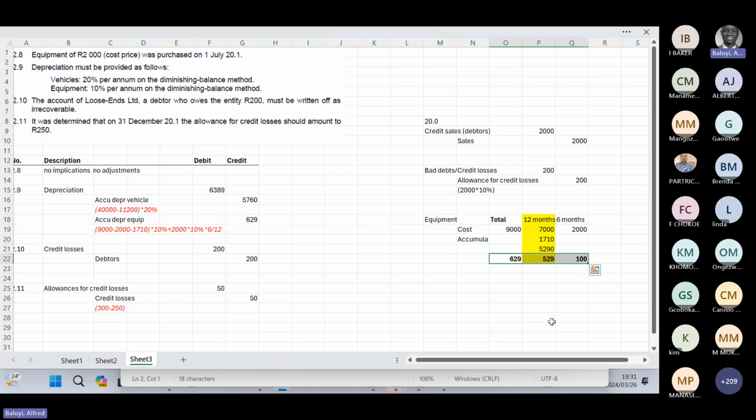I'm not sure. Are you still with me? Yes, I'm still with you. Does it make sense? Yes, now it makes sense. So that's why we're subtracting the 2,000 and then adding it back. But you can do it separately like this. Whatever makes sense to you. Now the second option makes sense.